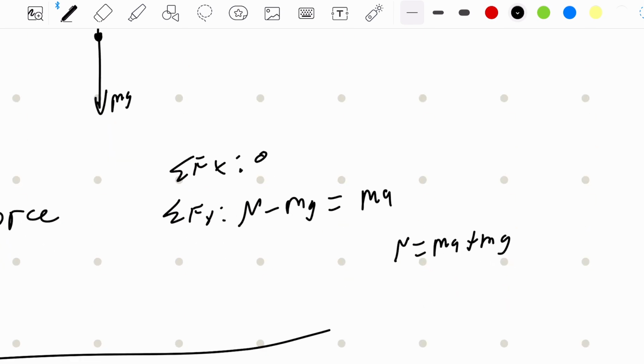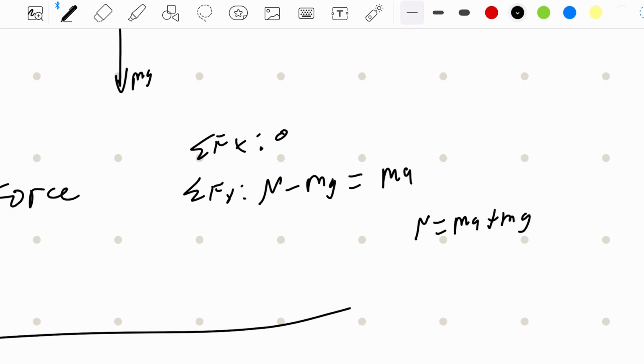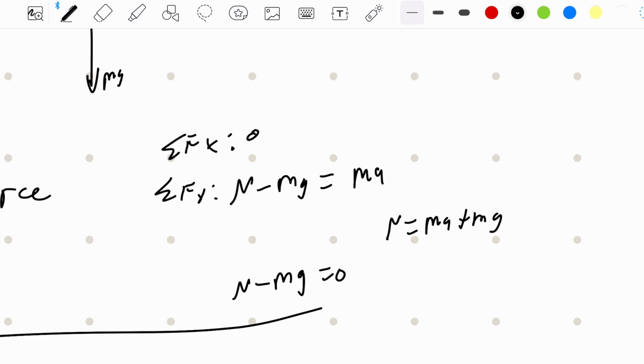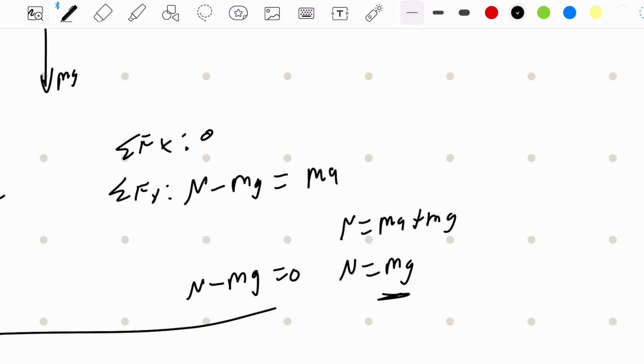Now let's say he's going at constant velocity. What happens? We have N minus mg is equal to 0. So therefore, if he's going at constant velocity, he doesn't feel anything. He just feels his own mass, right?